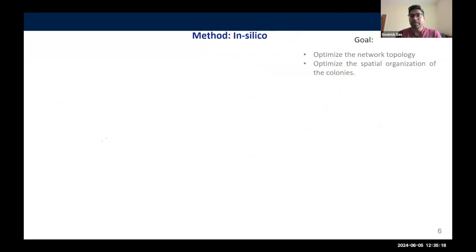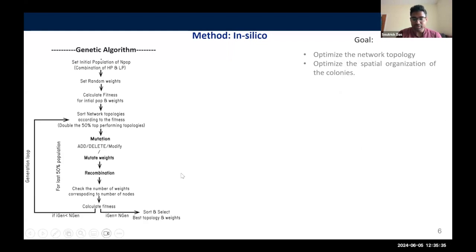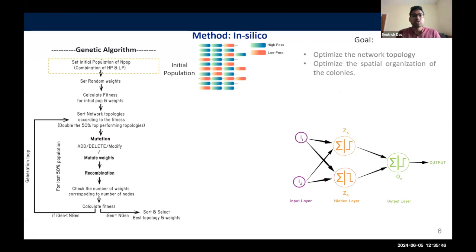Our goal is to optimize the network topology and spatially organize the colonies. We use a genetic algorithm, which was already discussed by the previous speaker, and is based on natural selection. Iteratively, it modifies its population to try to reach an optimal solution. We start with an initial population with two layers, a hidden layer and an output layer, and add nodes with a specific activation function embedded in them. We have two options here: high pass and low pass.